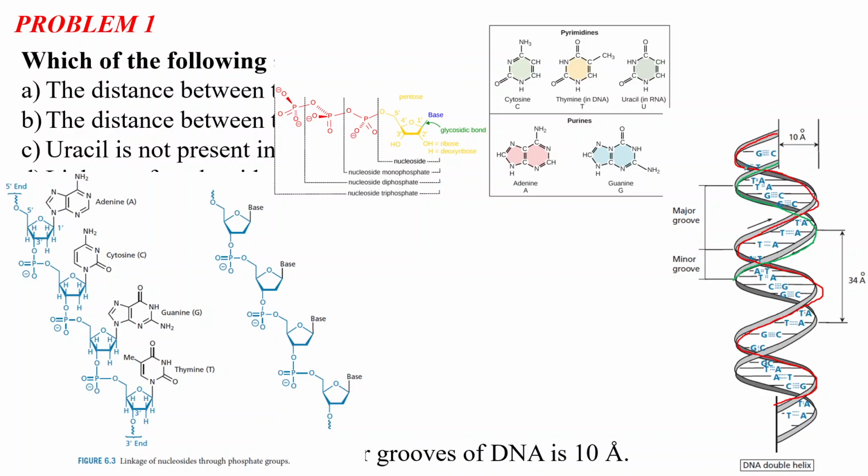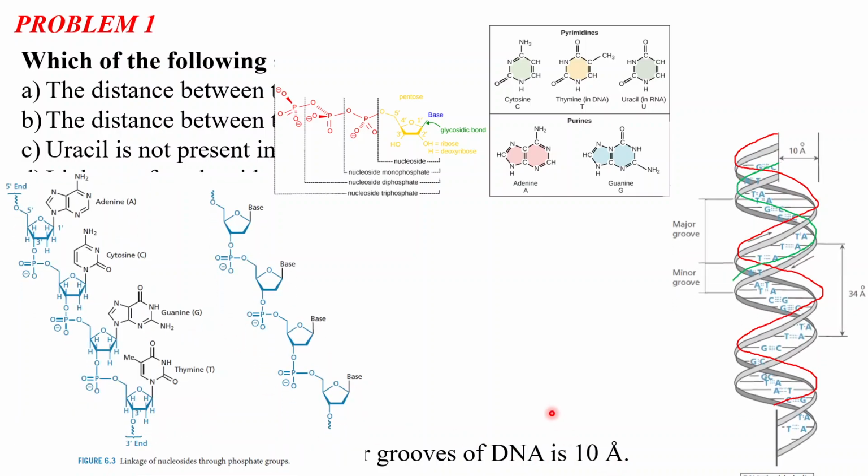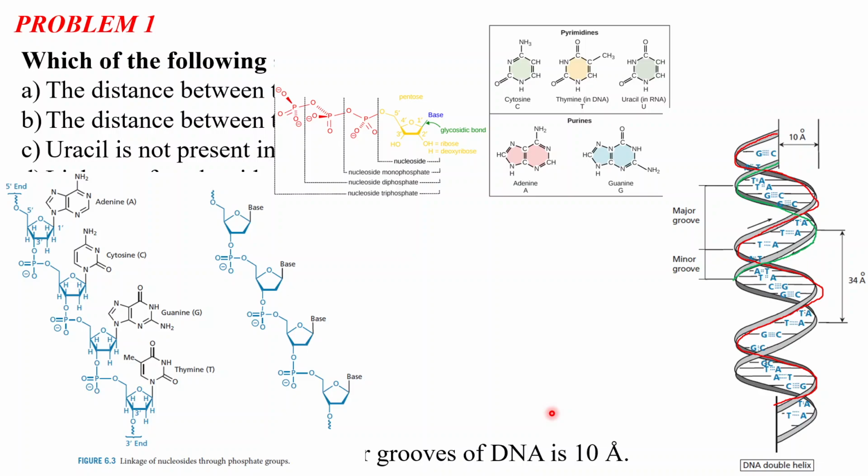It is known as the minor groove, and the distance between this one green strand and green strand, or red and red, is known as the major groove, and the distance between these two major grooves is the 34 angstrom. Okay, so the statement which has said that the distance between two major grooves of the DNA is the 10 angstrom, this is false. The distance between two minor grooves is 10 angstrom, and the distance between two major grooves is the 34 angstrom.